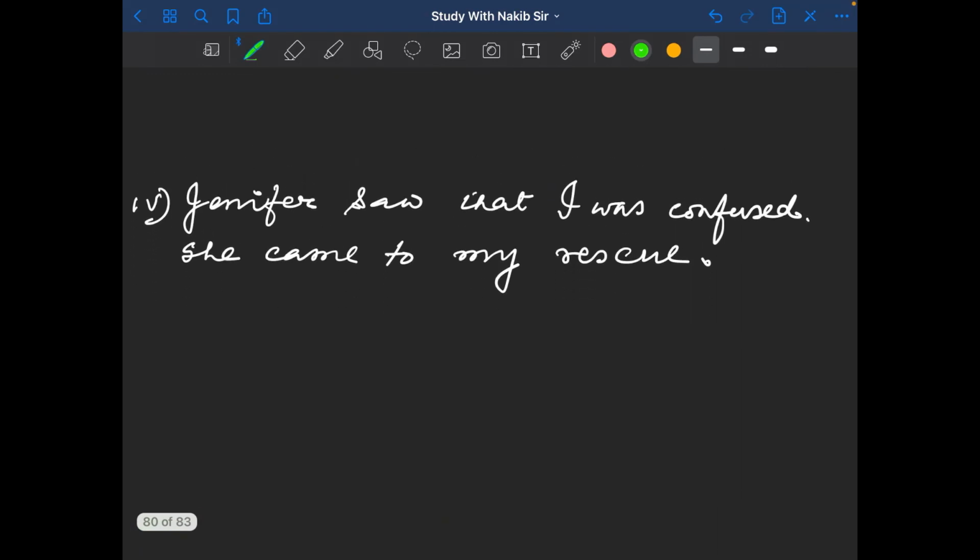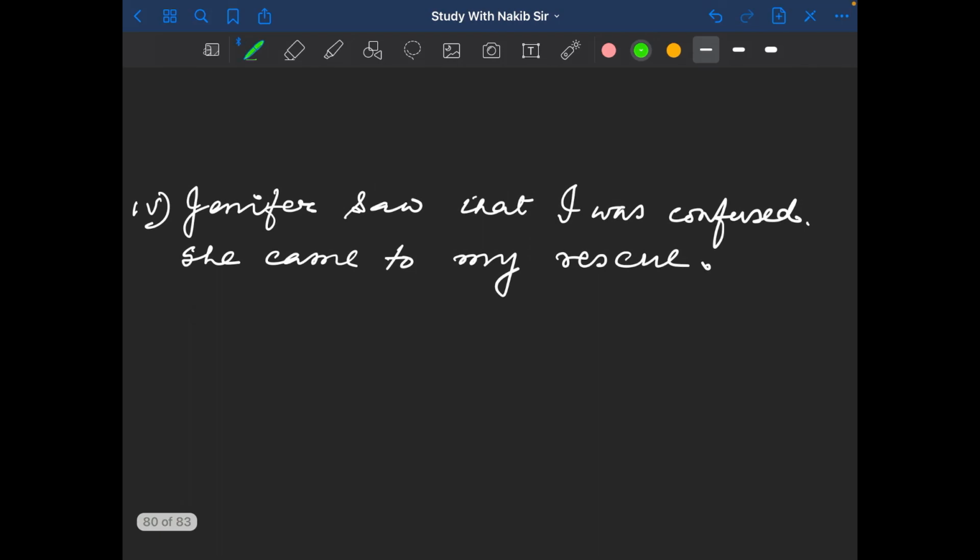Jennifer saw that I was confused. She came to my rescue. Jennifer saw that I was confused and she came to my rescue. Okay, so see the nature of the sentences. Jennifer came to my rescue. Two questions. Why? Number one, or when. Use why and when and you will get your combined sentence. Number one is C. Jennifer came to my rescue.